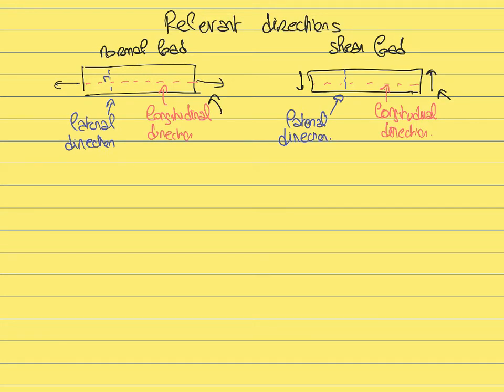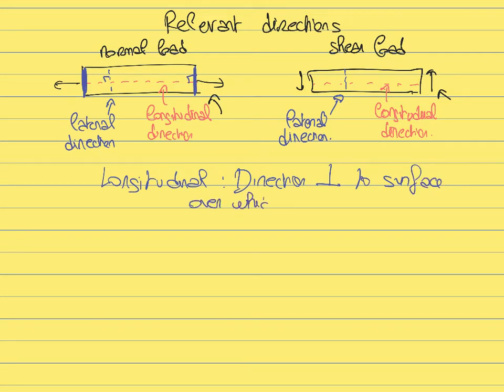So now the key definition is that the longitudinal direction is the direction that is orthogonal to the surface over which the load is applied. If this is the surface over which the load is applied, the longitudinal direction is orthogonal to this surface. So the longitudinal direction is the direction that is orthogonal to the surface over which the load is applied.